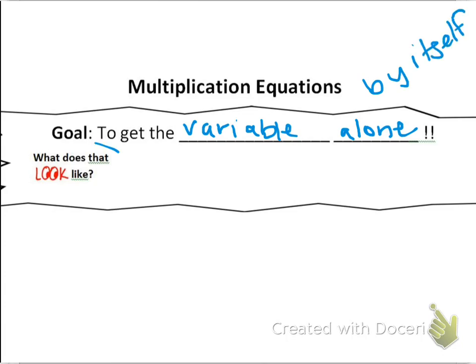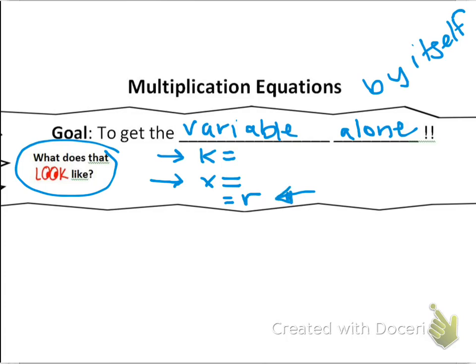What does that look like? That's this question right here. What would that actually look like? That looks like k equals. So the only thing on this side of the equal sign is the variable, our k, or x equals. Again, the only thing on this side of our equal sign is the variable, x. Or it could be on the other side. We could have r is equal to, and it could be on this side. It doesn't matter. The thing that matters is that our variable is alone.